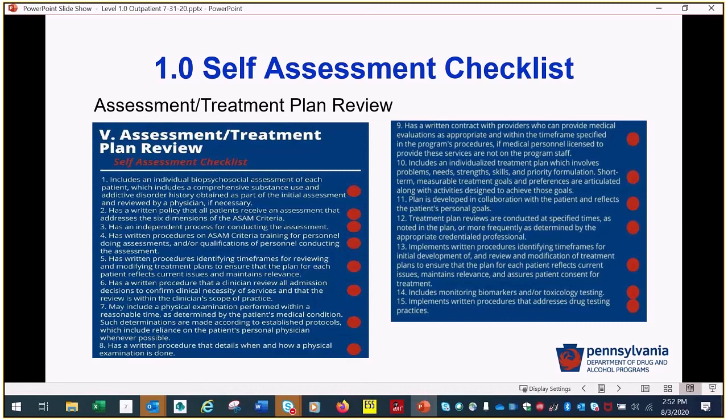Engaging in an ongoing assessment process. Probably the most asked question that DDAP gets related to ASAM is, quote, how often do I need to do an ASAM, end quote, which translates to, how often should I, as a clinician, reassess my client? The ASAM text on page 110 indicates that regular assessment is necessary in order to determine if an individual remains appropriate for any level of care.